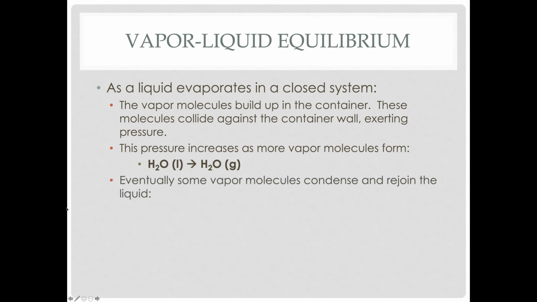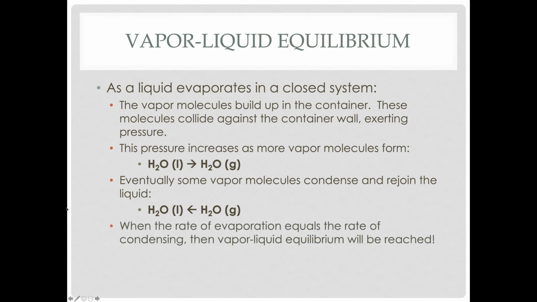When the molecules condense and rejoin the liquid, as this process moves along, the rate of evaporation will equal the rate of condensing. The rate of molecules entering the vapor phase will equal the rate of molecules leaving the vapor phase. So that means the amount of vapor above your liquid will remain constant over time. If you measure the pressure once this happens, that's the vapor pressure. So when the rate of evaporating equals the rate of condensing, you've got equilibrium.